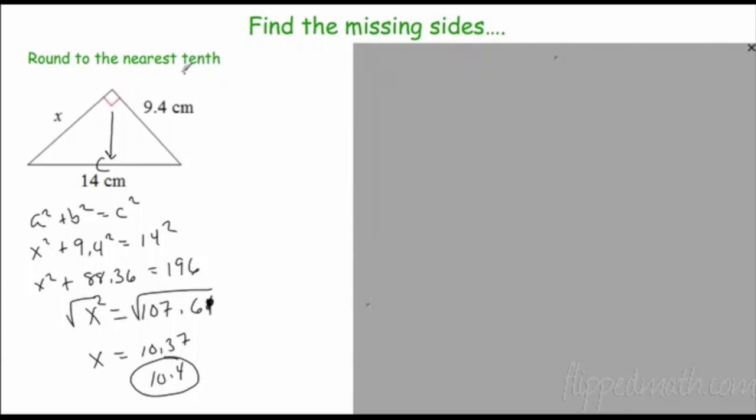So you need to watch the directions. Sometimes it's going to say nearest tenth. If it does, hey, not a problem. Just round it to the nearest tenth.